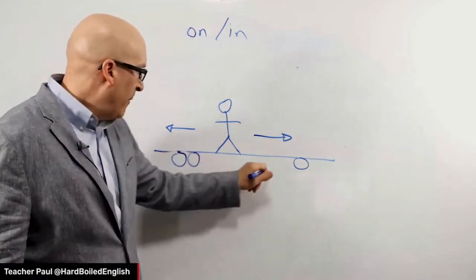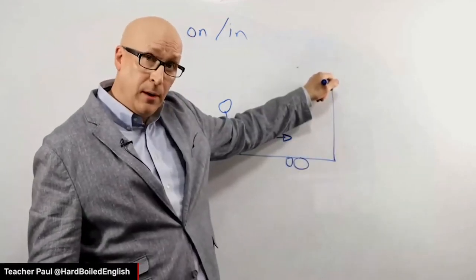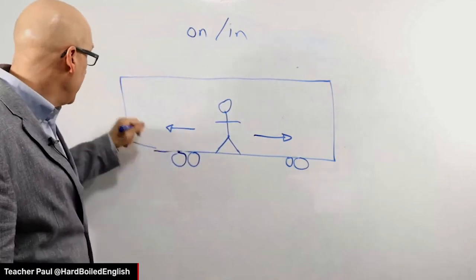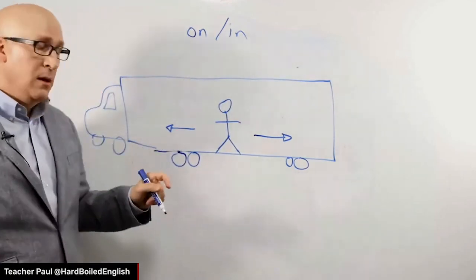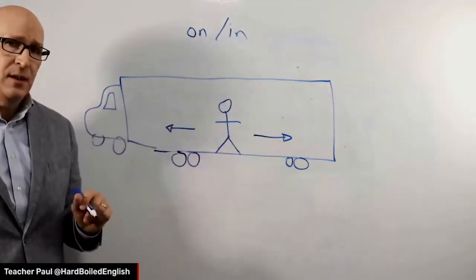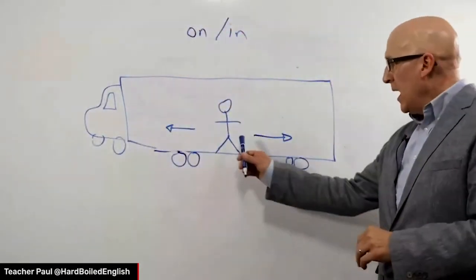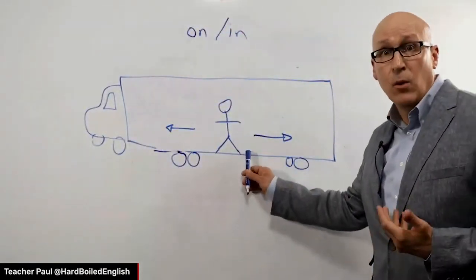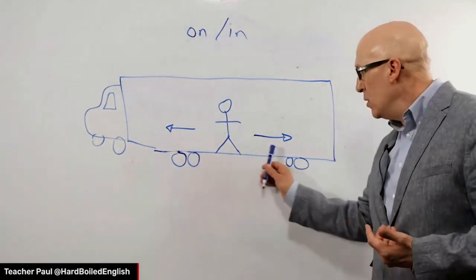What happens if I put big wheels on it and then put walls up and turn this into a bus? It looks like I'm in the bus, right? I'm contained by the bus. However, it still follows the rule. I'm standing on the bus. Where I come from, you don't usually get a seat. You end up standing a lot. But I can move around on it.